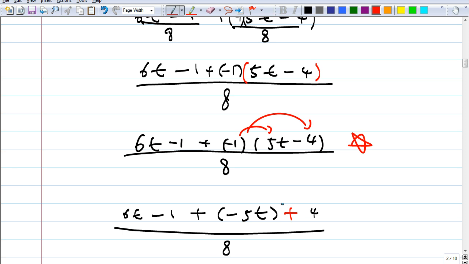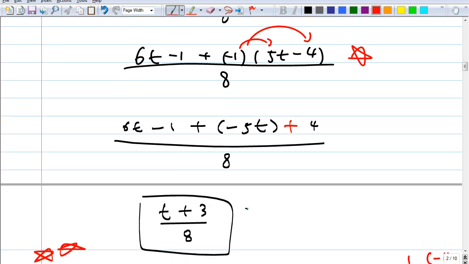I need to simplify the numerator now. We have like terms, right? 6t and -5t. So it's t plus 3 over 8. How many people got t plus 3 over 8? Raise your hand. Any questions? Well, that's what I thought. Okay, so that's how we do it. May I go into example 2 now?